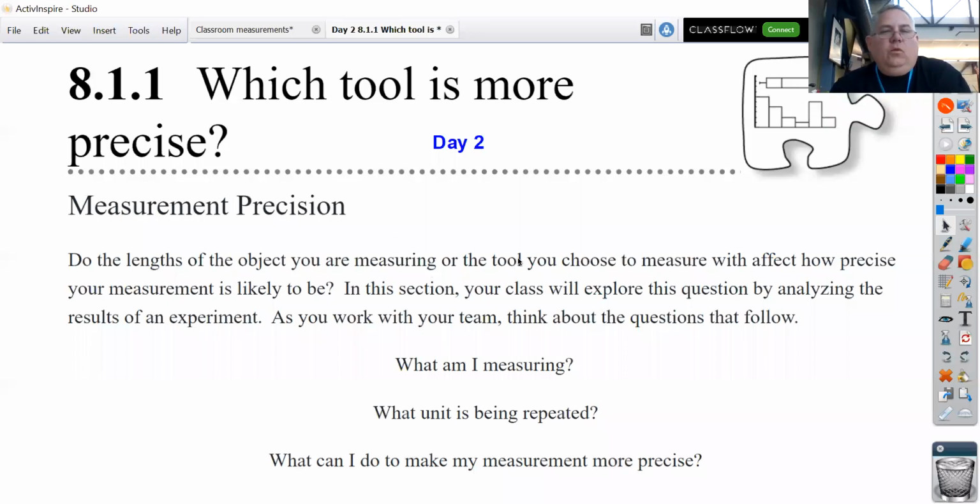All right. Welcome back. This is now day 2 of 8.1.1. I've actually tried to record this a couple times and I've had to restart a bunch of times, so hopefully I can do it right this time. Today we're going to be talking about which tool is more precise.